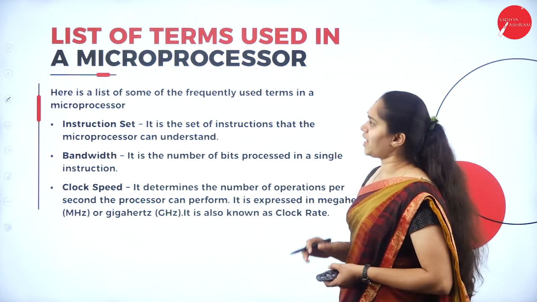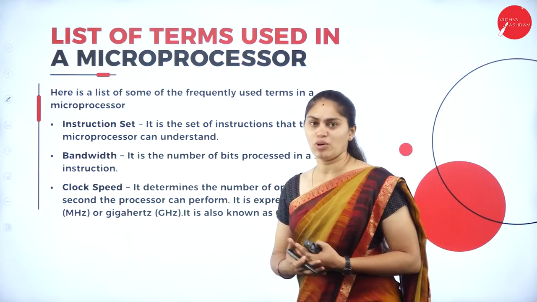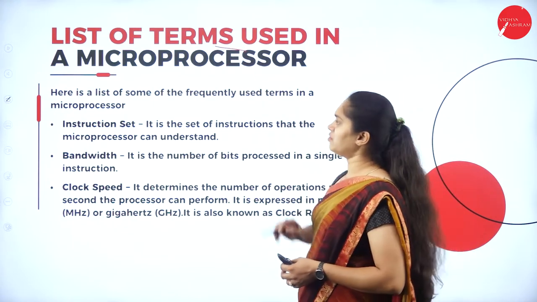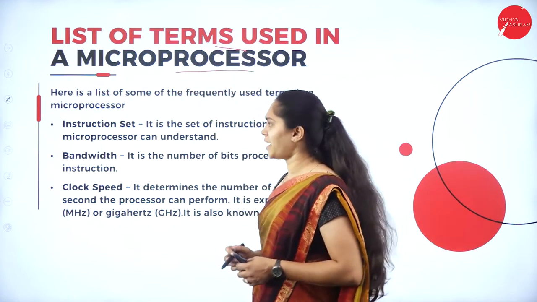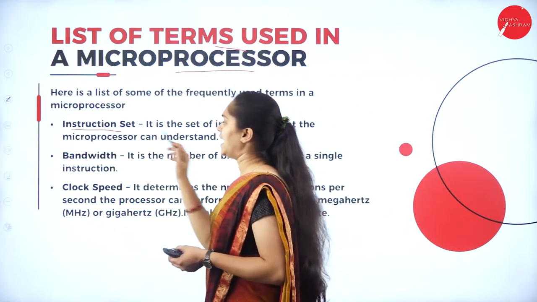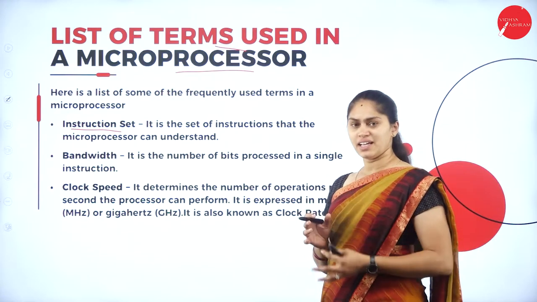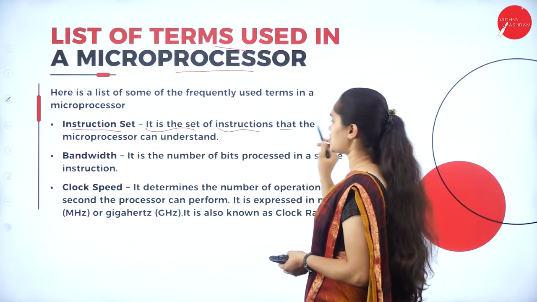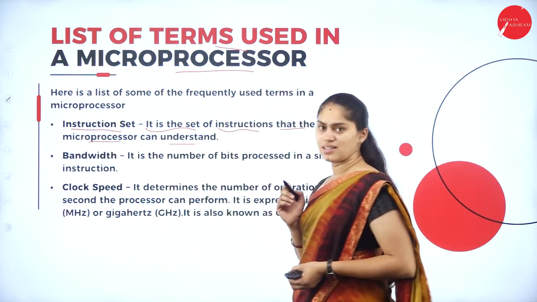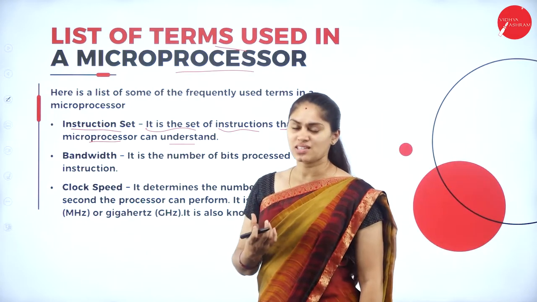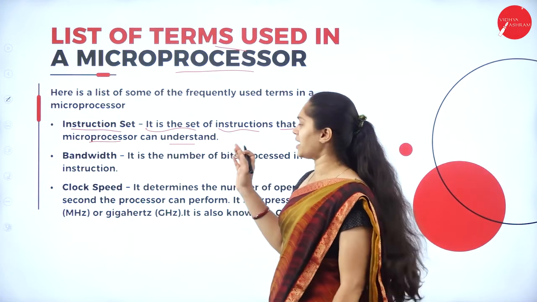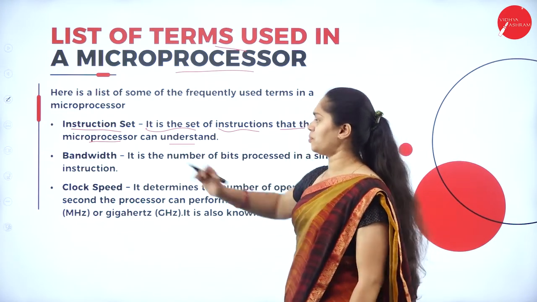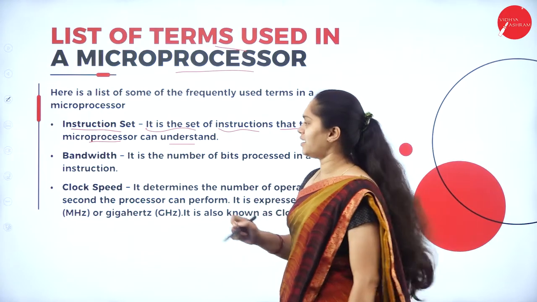Fine. Next, when you are understanding what a microprocessor is, you must be familiar with certain words. So here is a list of terms which we are going to use for the microprocessor. In that, first we have the instruction set. If I say instruction set, what does it mean? Instruction set is a set of instructions that the microprocessor can understand. There we have some standard words which can be understood by the microprocessor. Then we call that set of instructions which can be understood by the microprocessor of a computer, as what?